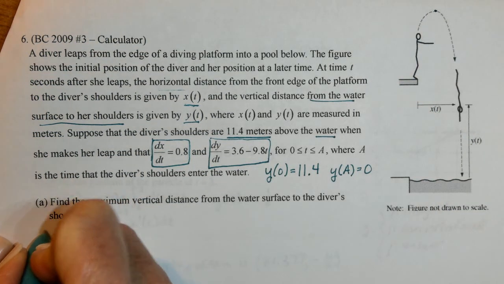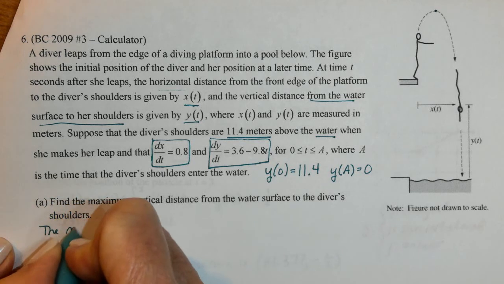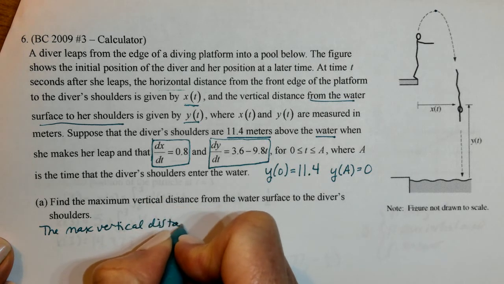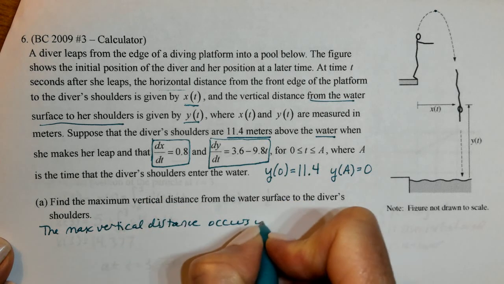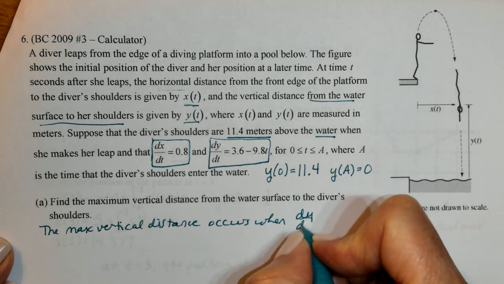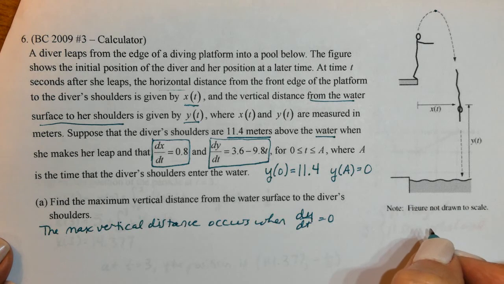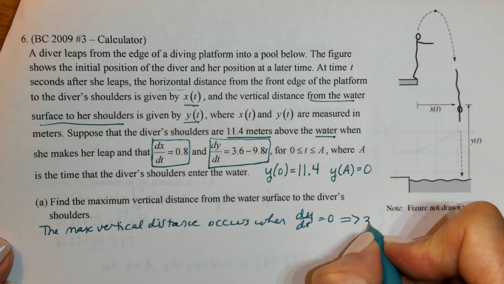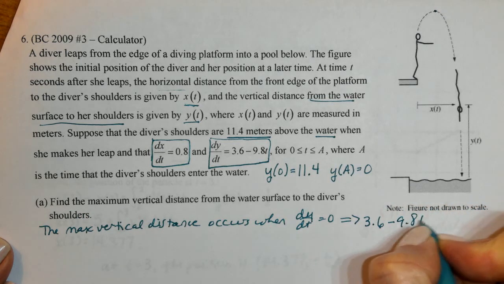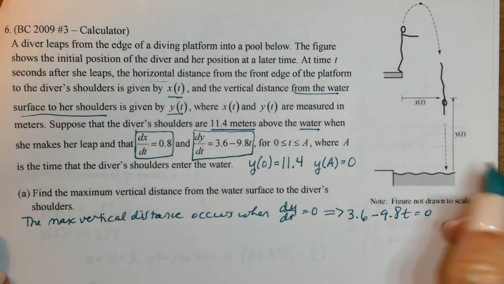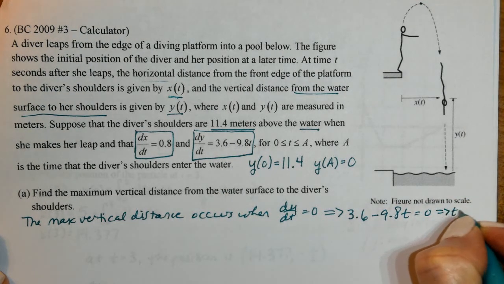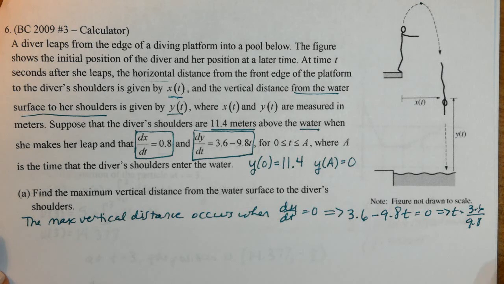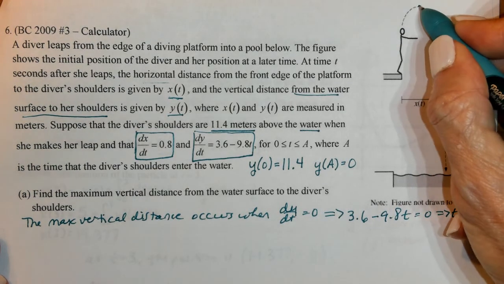So the max vertical distance occurs when dy/dt is equal to 0. Okay, so that means 3.6 minus 9.8t is equal to 0. I don't need a calculator for this. That means t is equal to 3.6 divided by 9.8, right? So that's the time right here.